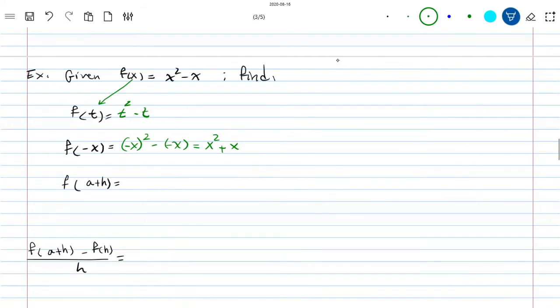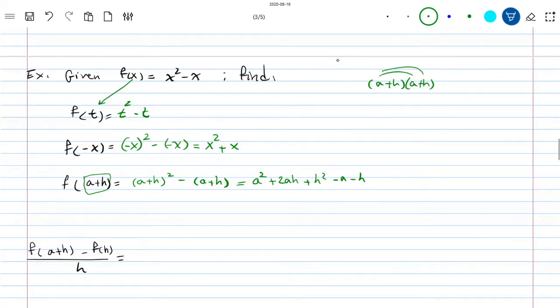f of a plus h means every time you see x, replace it with a plus h. This is the input. So I'll get a plus h squared minus a plus h. You can calculate a plus h squared by writing it twice and multiplying it. We'll get a squared plus 2ah plus h squared. Again, I'm skipping some steps, but I'm hoping that you know how to do a plus h squared, which is a plus h times a plus h. You should distribute. This is something from earlier in college algebra that you should know. So what we get is this expression for f of a plus h.